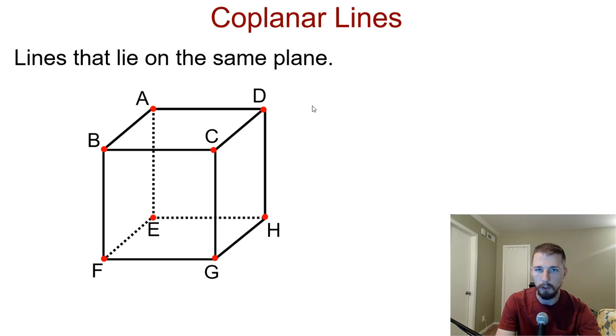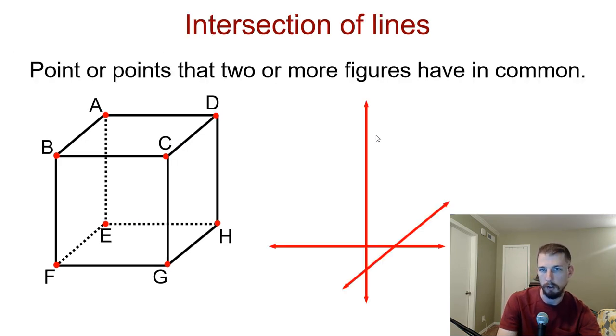Coplanar, just like collinear, means that it's on the same plane. So these are lines that are on the same plane. So for instance, if we're talking about this top surface here, coplanar lines could be AD or AB or BC and CD. All four of those lines are all on the top plane. So they would be coplanar lines.